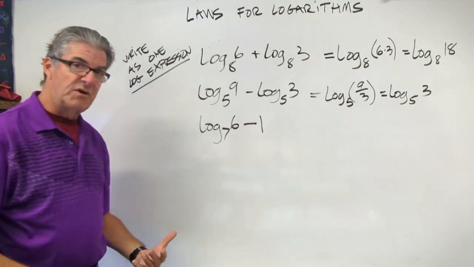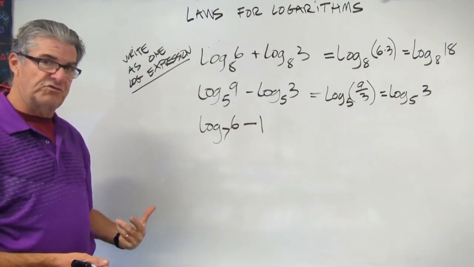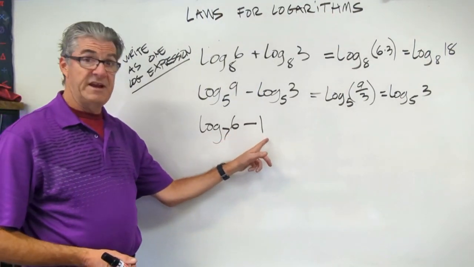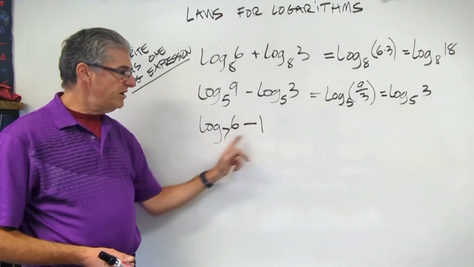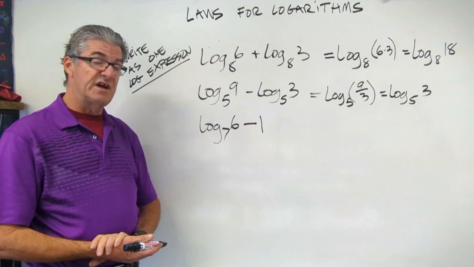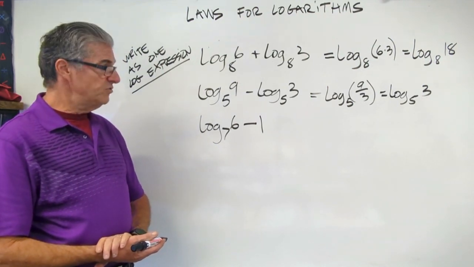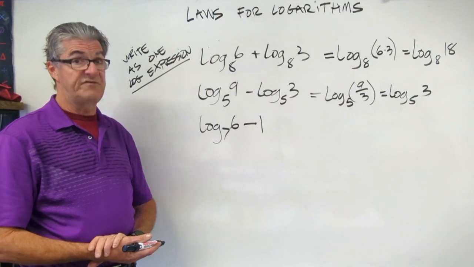Okay, last one. Now this one is a little bit more tricky. Check it out. I've got log base 7 of 6 minus 1. So how can I combine these 2 things? This requires a critical thinking step. Look back at those 6 rules, and there's one here that's going to let you do this just fine.